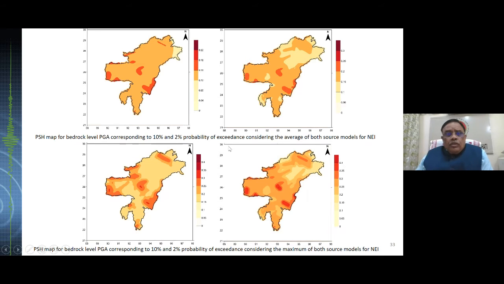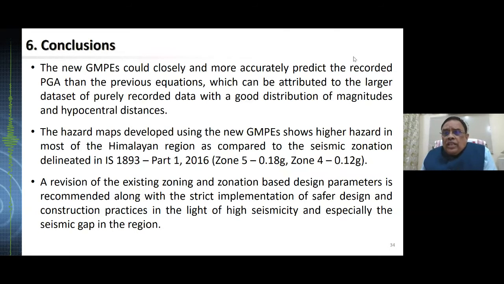Finally, to conclude, the new GMPEs could more accurately predict the recorded PGA than the previous equations, which can be attributed to the larger data set of purely recorded data with a good distribution of magnitudes and hypocentral distance. The hazard maps developed using the new GMPEs show high hazard in most of the Himalayan region as compared to the seismic zonation delineated in IS 1893. That clearly shows that we need to relook at some of these. Even in the probabilistic hazard, we have a much higher peak ground acceleration.